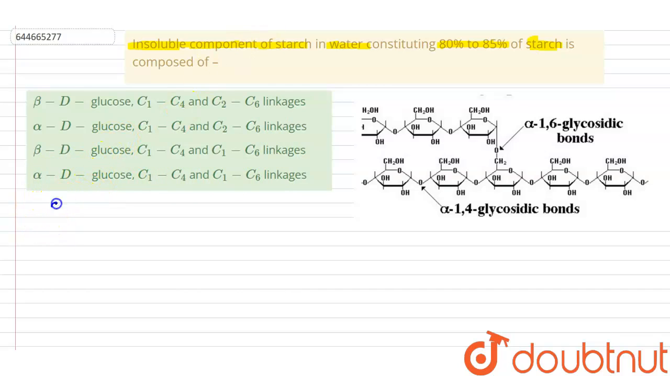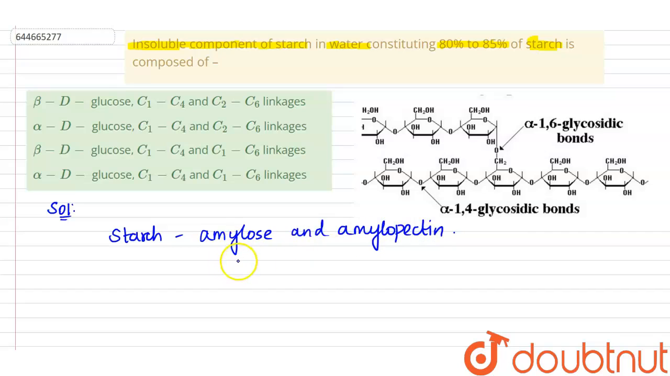First of all, let us know about starch. Starch is made up of two important constituents: one is amylose and the other one is amylopectin. First, let us discuss amylose. When amylose is dissolved in hot water, it gives a colloidal dispersion.